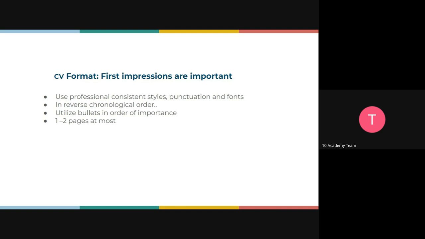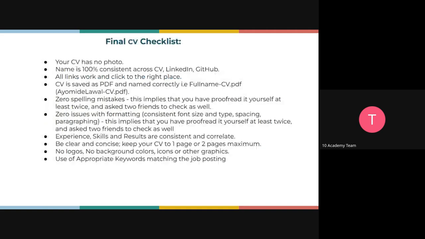But any other skill that you have, you can put on your LinkedIn. That's what LinkedIn is for. So this is the final checklist of your CV. You should have no photo, and your name should be consistent across your LinkedIn and your resume. If you have a GitHub profile, though I don't think it's relevant here, your name should be consistent. Then all links should work and be clickable.